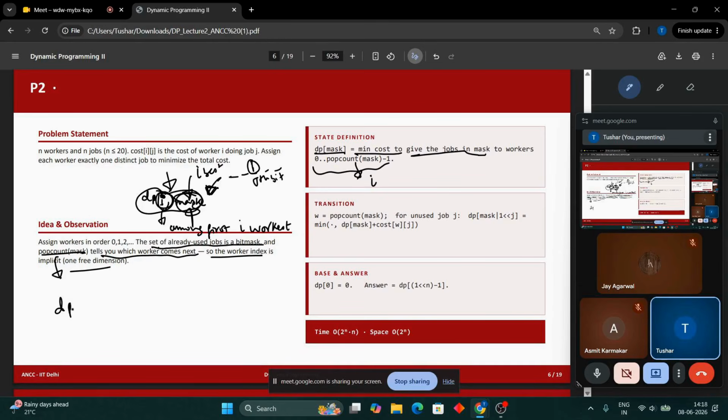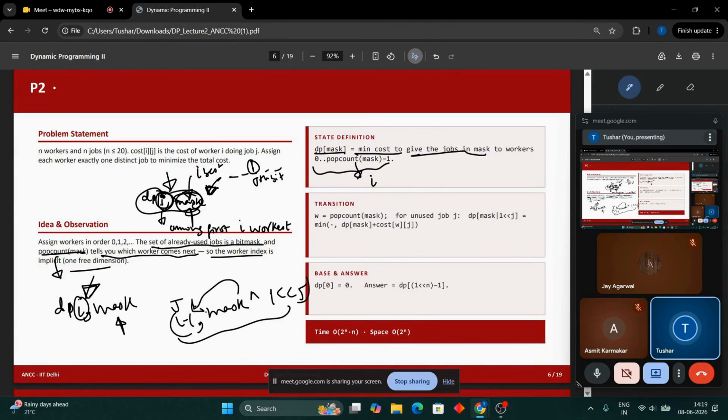And how will we do the transition for dp[i][mask]? We can iterate over the job assigned to the ith person, which will be one of the jobs set in this mask. Suppose the job is j. Then among the first i minus 1 persons, mask XOR (1 left shift j), all these jobs should be distributed. So this is a pull DP, and what is written here is a push DP. So I'll tell you this.